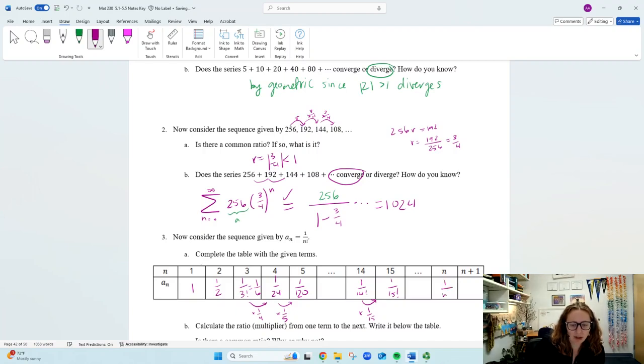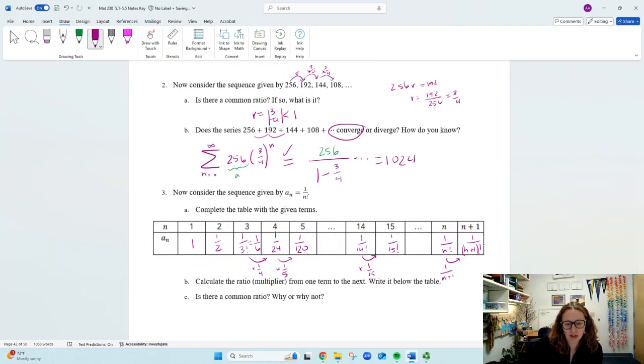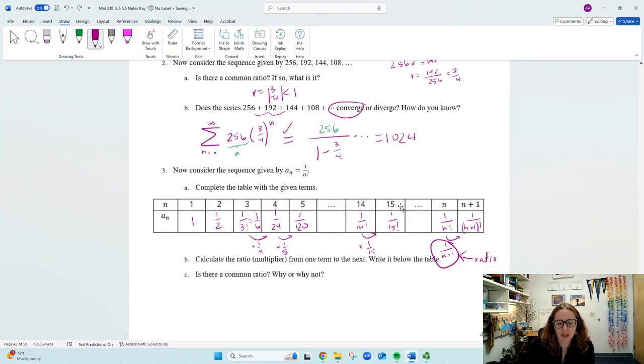So if this is 1 over n factorial, then I'm actually multiplying by 1 over n plus 1 to get my 1 over n plus 1 factorial term right there. So that's actually kind of what our ratio is going to be. This is our ratio. And it's not a common ratio because it's not always the same. It changes each time. But each one of those ratios is actually less than 1. So we can already say that this is going to converge via the geometric series.